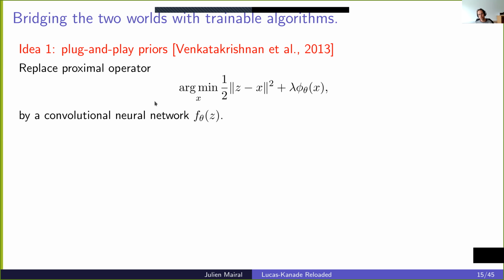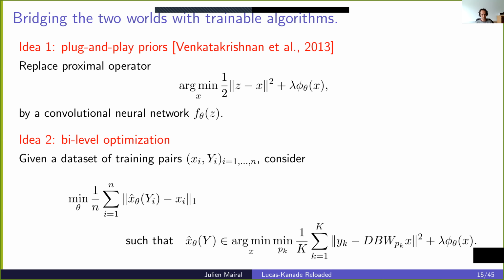Now, this gives you parameters. So the natural question is, well, we need to learn them in some way. And then comes the second idea, which is bi-level optimization. So what is bi-level optimization? It's basically an optimization problem that involves two objectives, one which is called the outer loop objective, one which is called the inner loop objective.